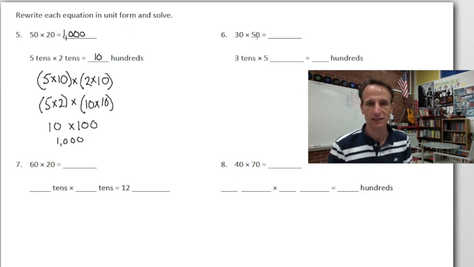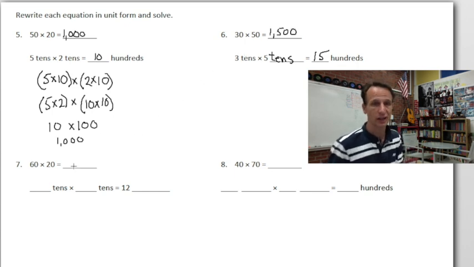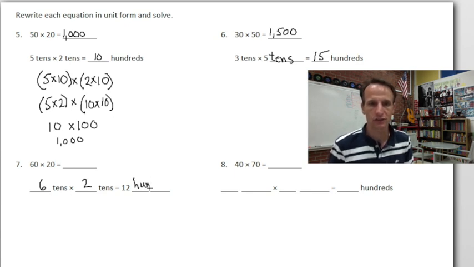3 tens times 5, well, 50 is 5 tens. And how many hundreds will that be? Well, it'll be 3 times 5 hundreds. It will be 3 times 5? 15 hundreds. 15 hundreds in standard form? Right, 1,500. Told you we'll cruise through the rest of these. I'm not going to walk you through every last little step. I'm going to assume you're getting it. So in 60 times 20, that's, well, it's 6 tens times 2 tens. 6 times 2 is 12. Tens times tens is hundreds. So 12 hundreds. And 12 hundreds written in standard form is 1,200. You got it. You got the hang of this.